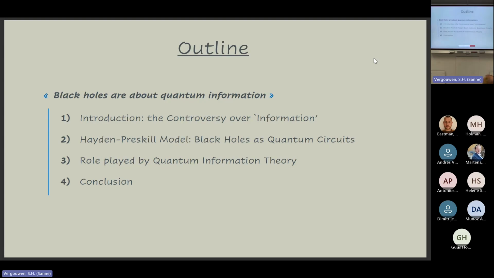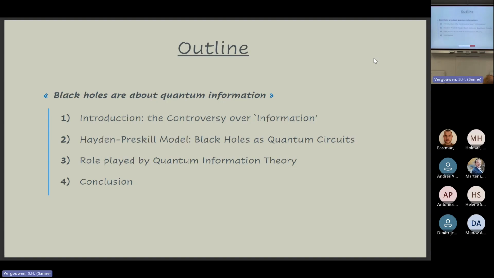Basically, they model the black hole by what is called a quantum circuit. And the idea there is that you consider that the black hole is doing a type of quantum computation in which information is processed but not destroyed. And then when you do that, you can see the black hole's role in a communication protocol. And in the third part, we turn to the role played by quantum information theory. The idea is that when you think about the information theoretic abilities that black holes have, you can learn something about them. And then I will conclude.